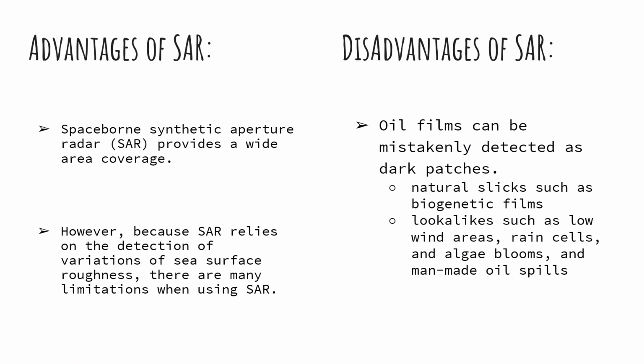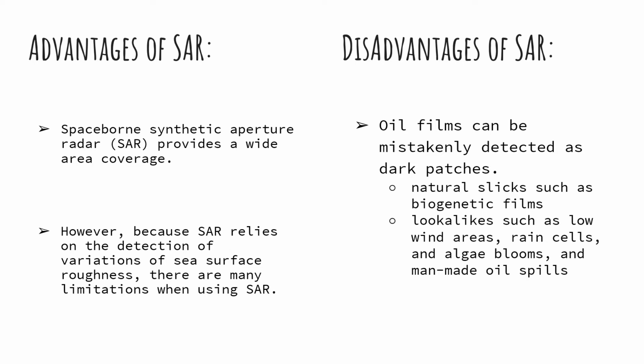Now for the advantages and disadvantages of SAR. Spaceborne synthetic aperture radar provides a wide area coverage by using satellites and allows for real-time images to be taken. However, because SAR relies on the sea surface roughness, this creates many limitations. For example, oil spills can be mistakenly detected as dark patches. Some examples include natural slicks, such as biogenic films, and lookalikes, such as low wind areas, rain cells and algal blooms, and man-made oil spills.